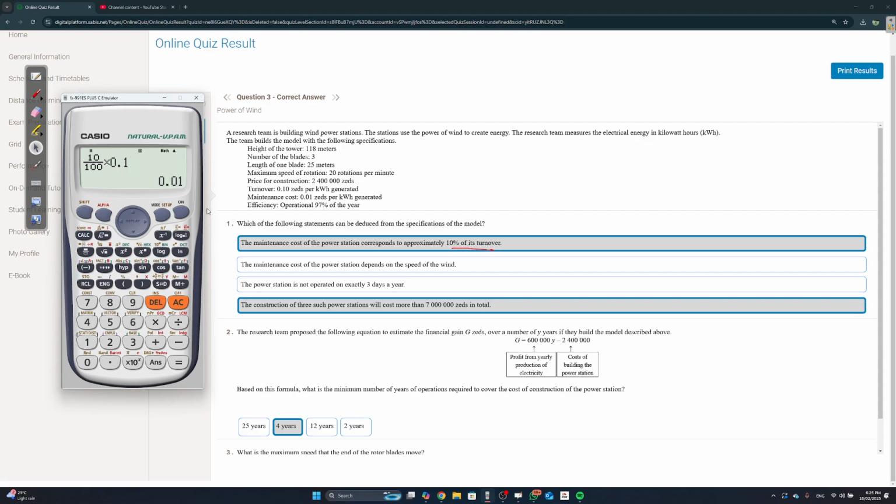Okay, 10% of the turnover, which is 0.1. Look at what you know. Its maintenance cost is 0.01. And as you can see, we got 0.01. Correct. The maintenance cost of the power station depends on the speed of the wind. Does it say anything here? No, they said per kilowatt hour generated.